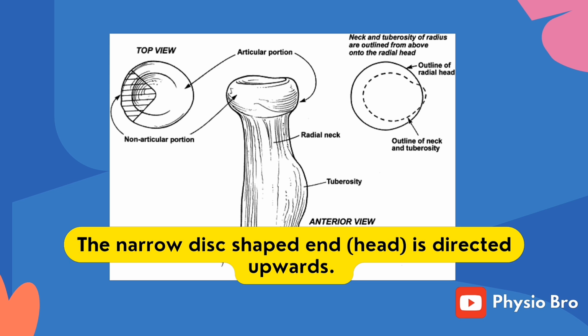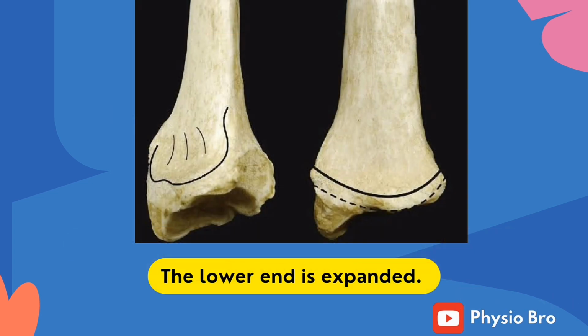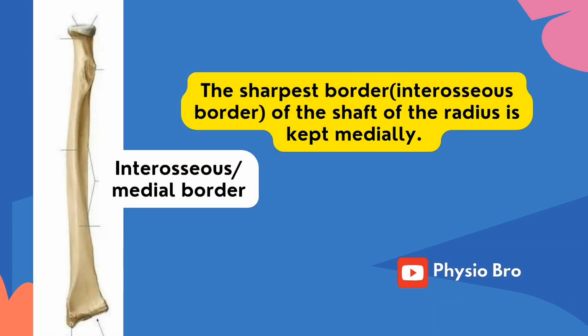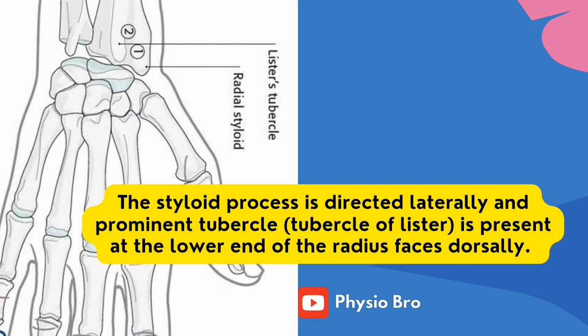The narrow disc-shaped head is directed upwards. The lower end is expanded. The sharpest border of the shaft of the radius is kept medially. The styloid process of the radius is directed laterally, and a prominent tubercle is present at the lower end of the radius and it faces dorsally.